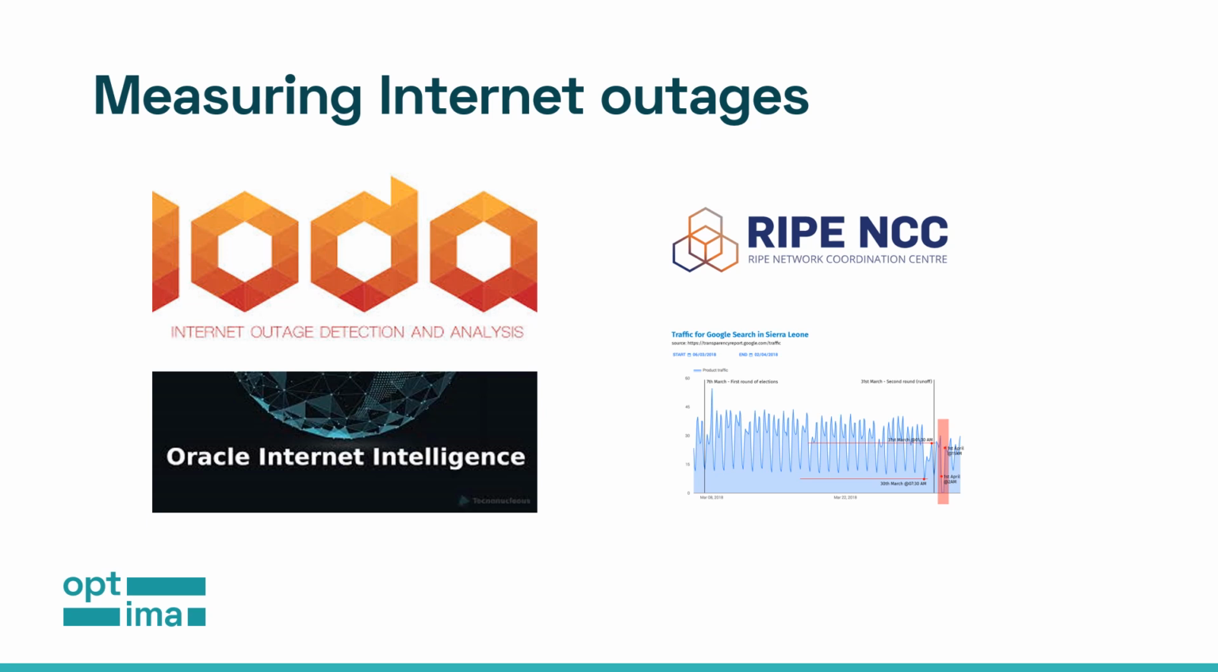While Google traffic data, as mentioned, is an example of indirect measurement, projects like IODA and RIPE combine both direct and indirect measurements, where RIPE involves the analysis of telemetry, but they also have RIPE Atlas, which allows you to actively perform traceroutes and other tests.